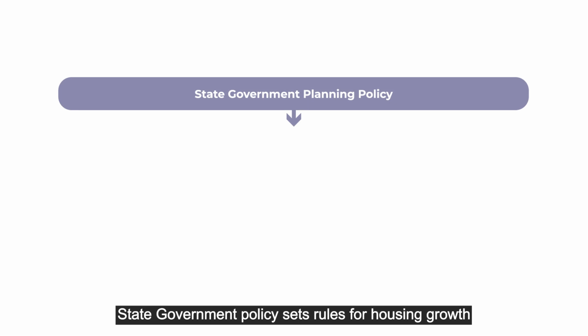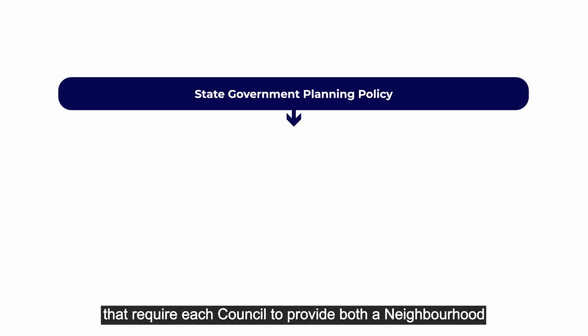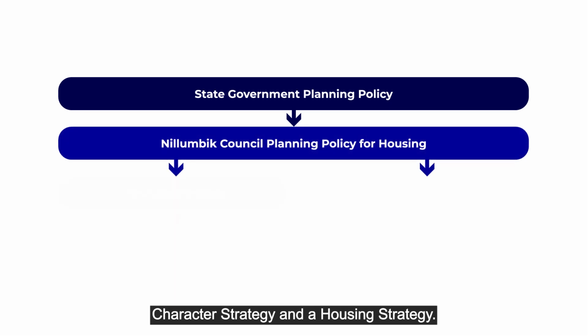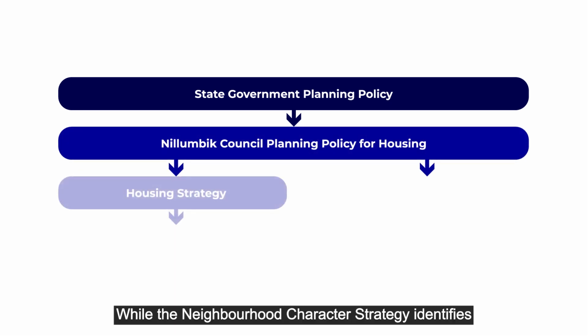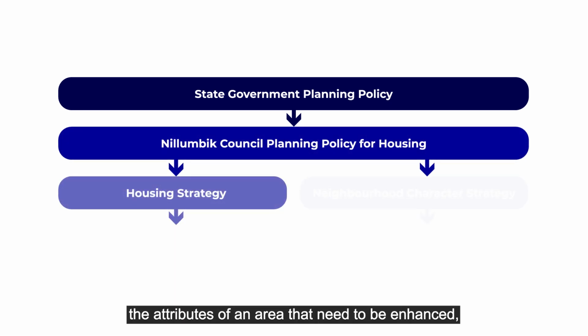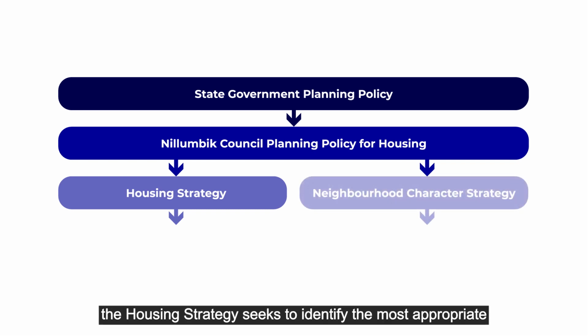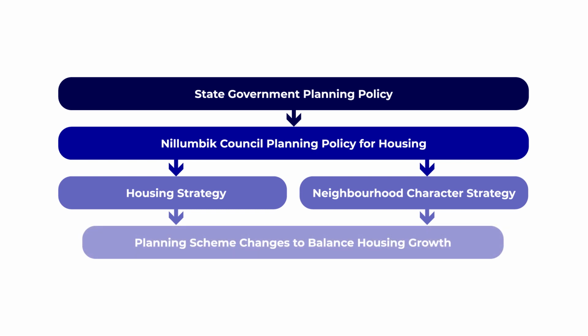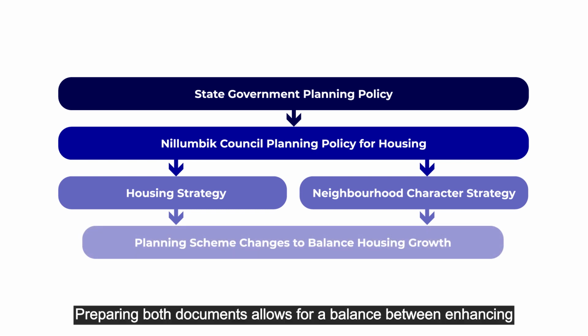State government policy sets rules for housing growth that require each council to provide both a neighbourhood character strategy and a housing strategy. While the neighbourhood character strategy identifies the attributes of an area that need to be enhanced, the housing strategy seeks to identify the most appropriate locations for increased housing growth. Preparing both documents allows for a balance between enhancing existing neighbourhood character and providing sufficient growth and diversity in housing supply to meet Melbourne's needs.